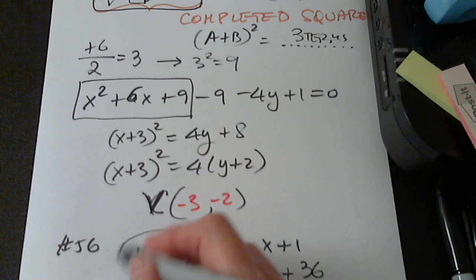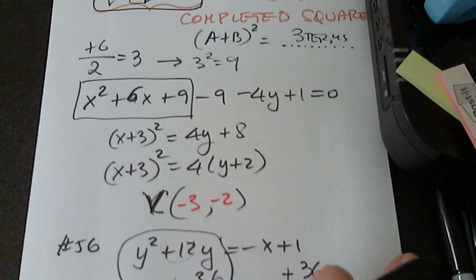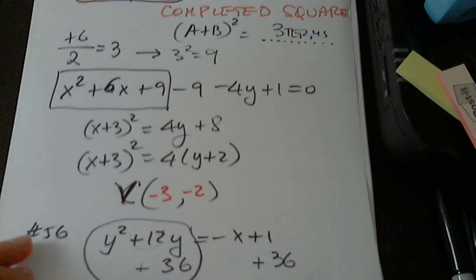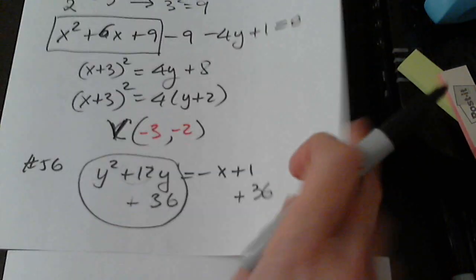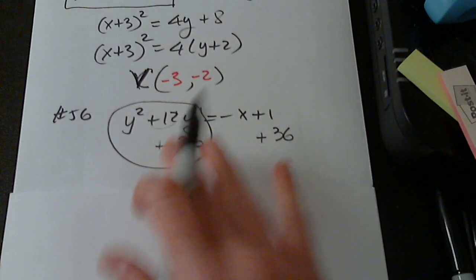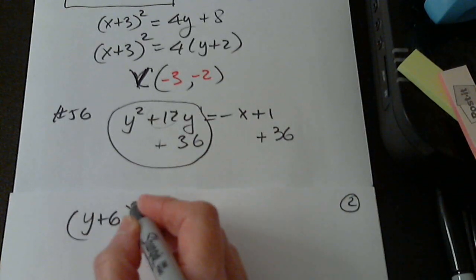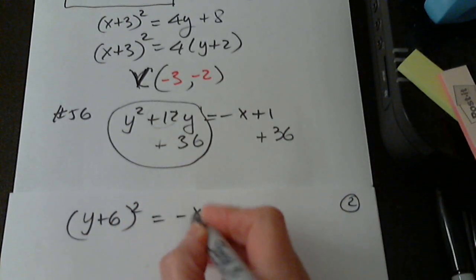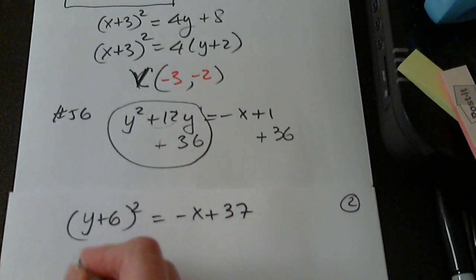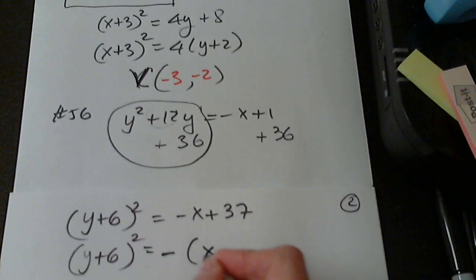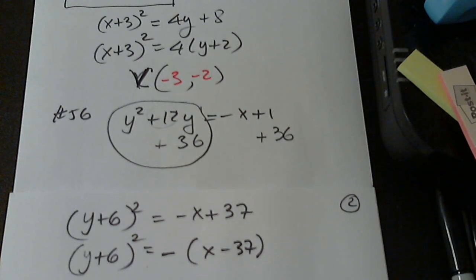Excellent. And then how do we condense this? What does this represent now? The other side is -x plus 37. Very good. y plus 6 everything squared equals -x plus 37, and we have to rewrite it as factoring out -1. In this case, there is nothing else. Good. What is the vertex?